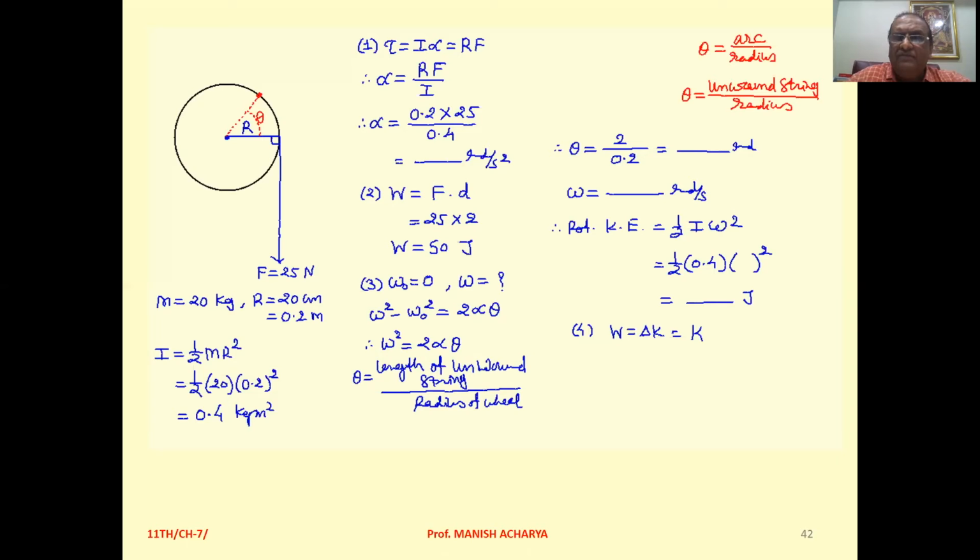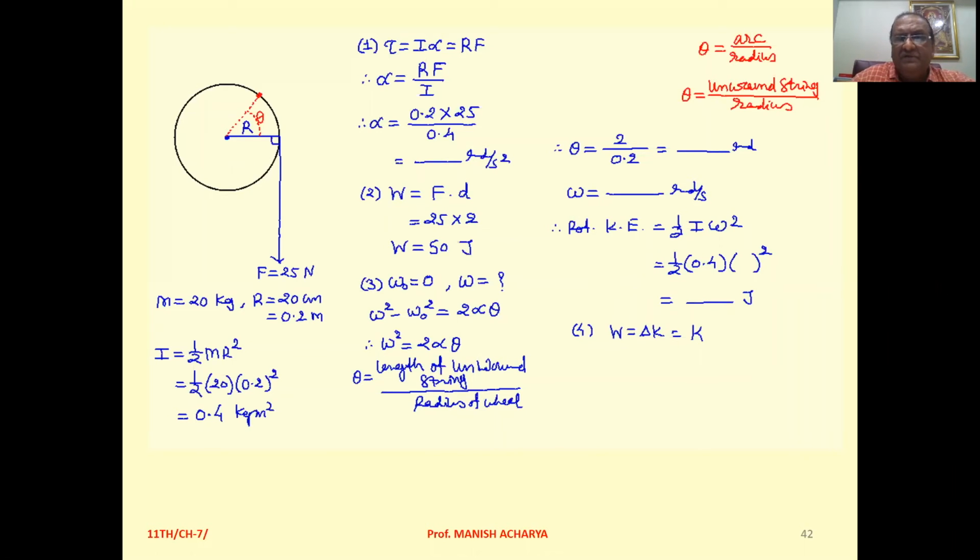Then after, work done. When this string is unwound by 2 meter, it implies that the displacement of the string in downward direction is 2 meter. And the force in downward direction is 25. Both are in the same direction. So W is F into d. So W is 50 joule.